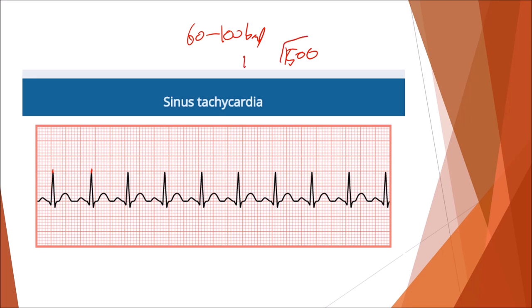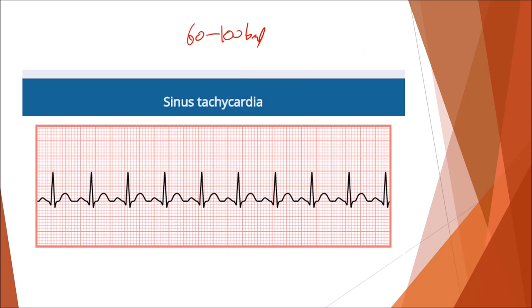1, 2, 3, 4, 5, 6, 7, 8, 9, 10, 11, 12, 13. So there are 13 little squares. So what we are going to do now is divide 1500 by 13. And this equals 115.3 beats per minute. Is that faster than 100? Yes, so that is tachy.